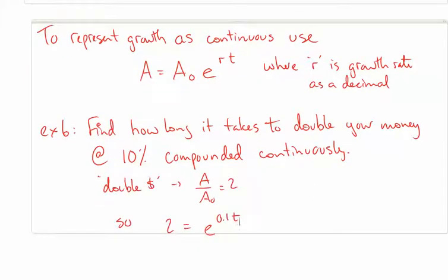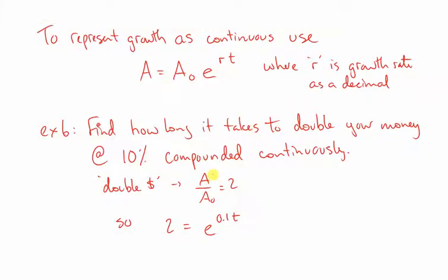Okay, hopefully you set up the equation to look like this. Doubling your money means the future value compared to the present value is 2. It's independent of what the beginning value is. So I could have $1 become 2. I could have $1 million become 2 million. The result is that that ratio is 2 to 1. So I can write 2 equals e to the 0.1 t, with 0.1 representing 10%, compounded continuously.